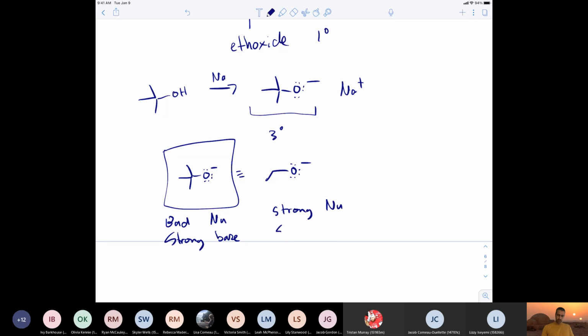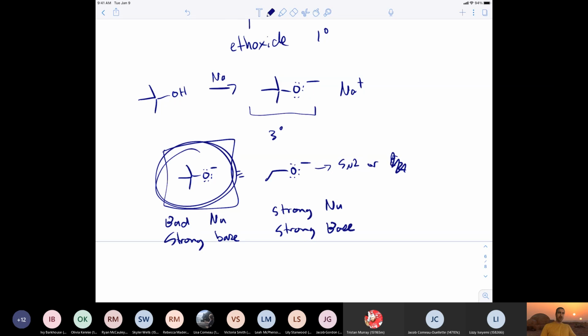This is a strong nucleophile, strong base. So this could potentially do SN2 or E2. E2, I didn't get there yet. I'm giving away my punchline. Not my punchline. It's not a joke. This is serious business. Elimination. It can do substitution or elimination.